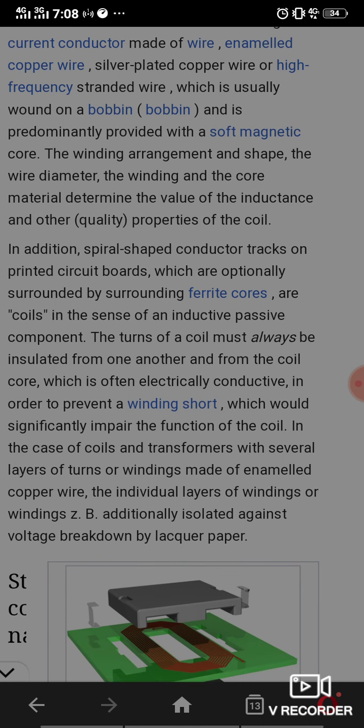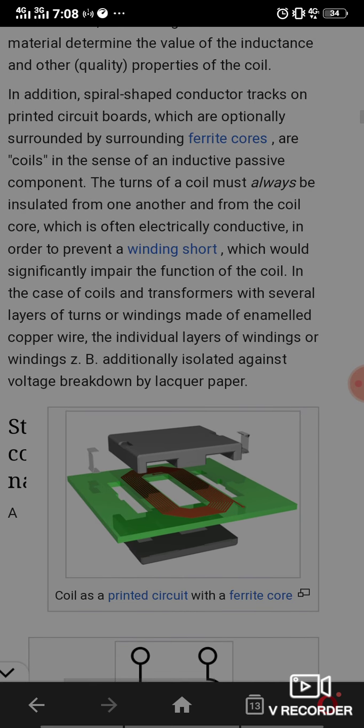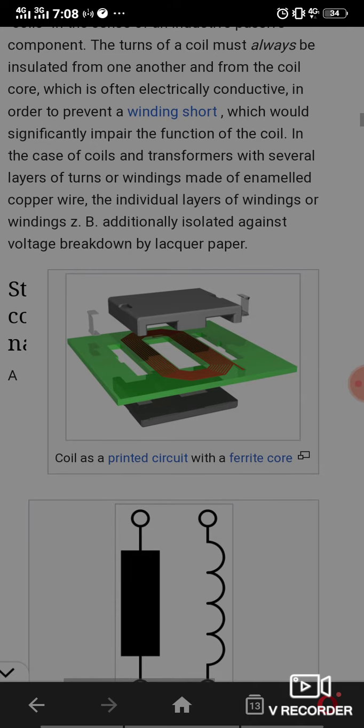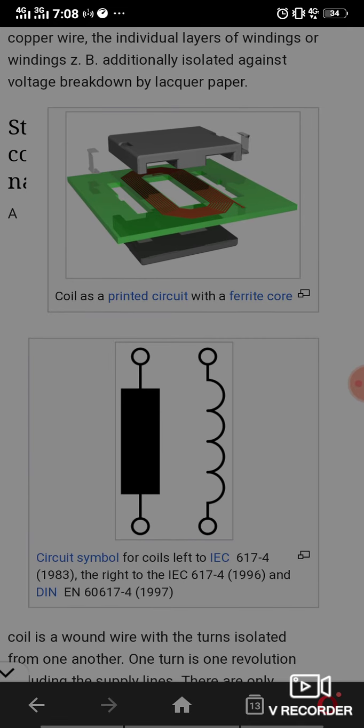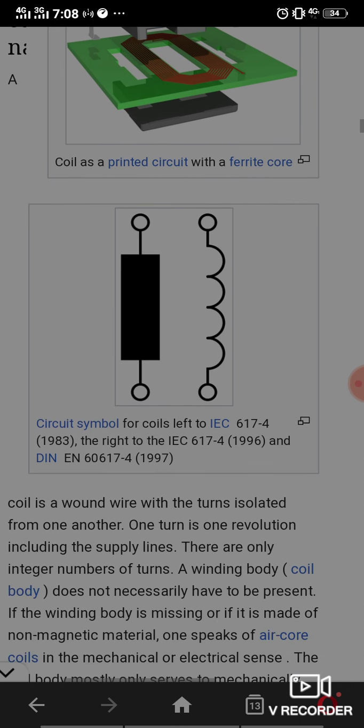In the case of coils and windings made of enameled copper wire, the individual layers of winding are additionally insulated against voltage breakdown with lacquer paper. So this is the diagram of a printed circuit. This is the circuit symbol of a coil.